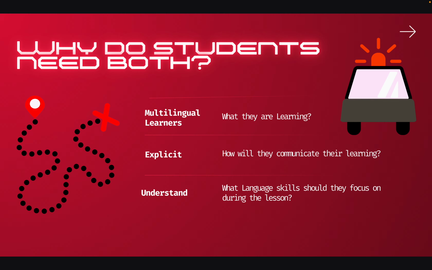When language objectives are made explicit, students understand what they are learning, how they will communicate their learning, and what language skills they should focus on during the lesson. Language objectives help teachers intentionally plan opportunities for students to speak, listen, read, and write in meaningful ways. When content and language objectives are planned together, students will gain greater access to rigorous grade level learning.